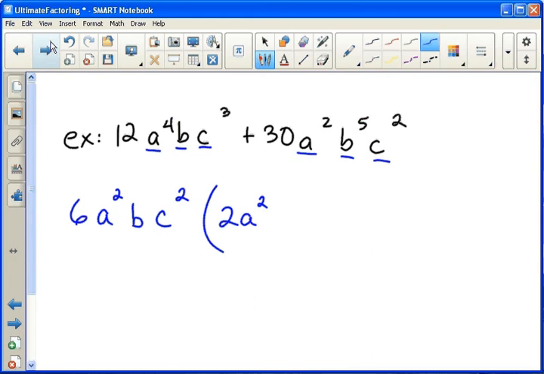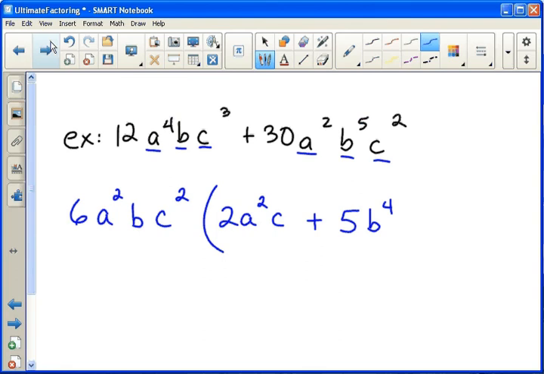Okay, 30 divided by the 6 I pulled out will leave me a 5. A squared divided by the a squared I pulled out just leaves me 1, so I don't need to rewrite that. 5 times 1 is just 5. B to the 5th divided by the b I pulled out is b to the 4th. C squared divided by the c squared I pulled out is just 1, so there's no reason to write anything there. So that finishes our factoring.